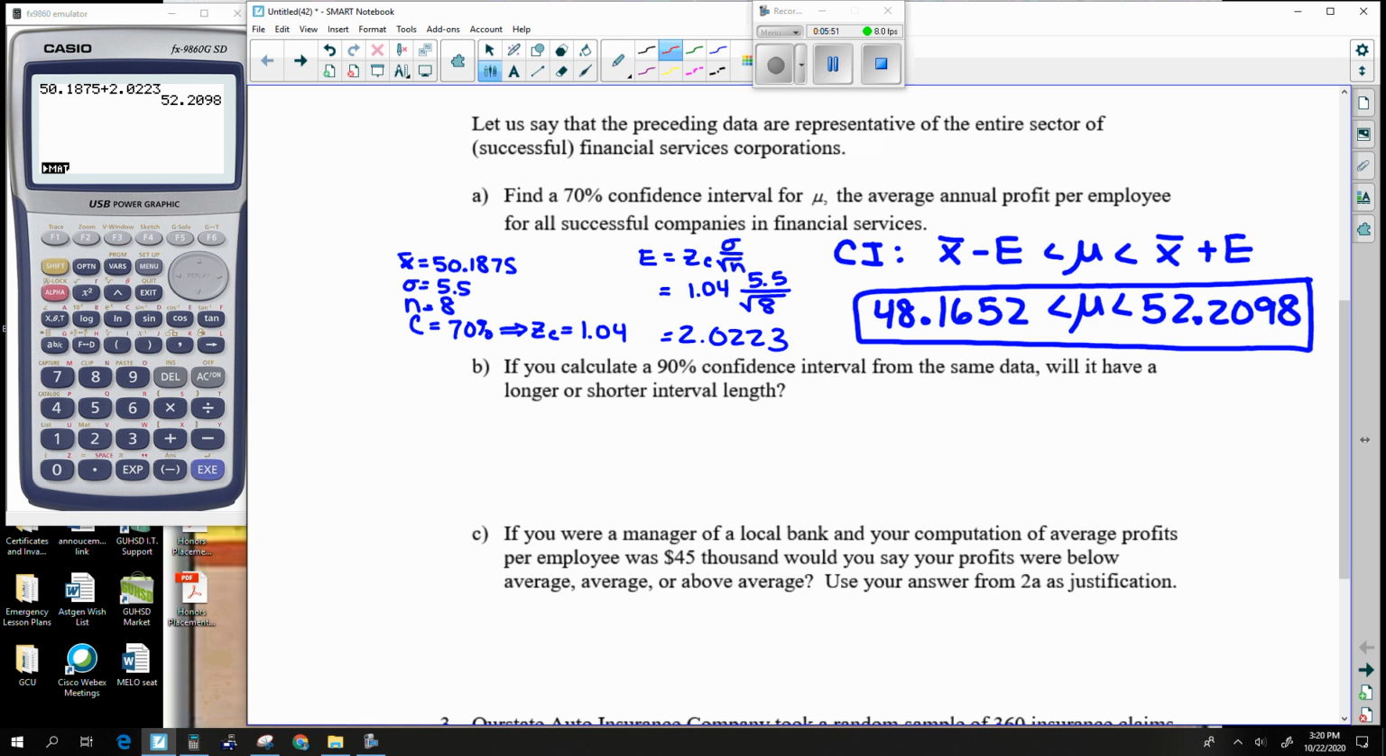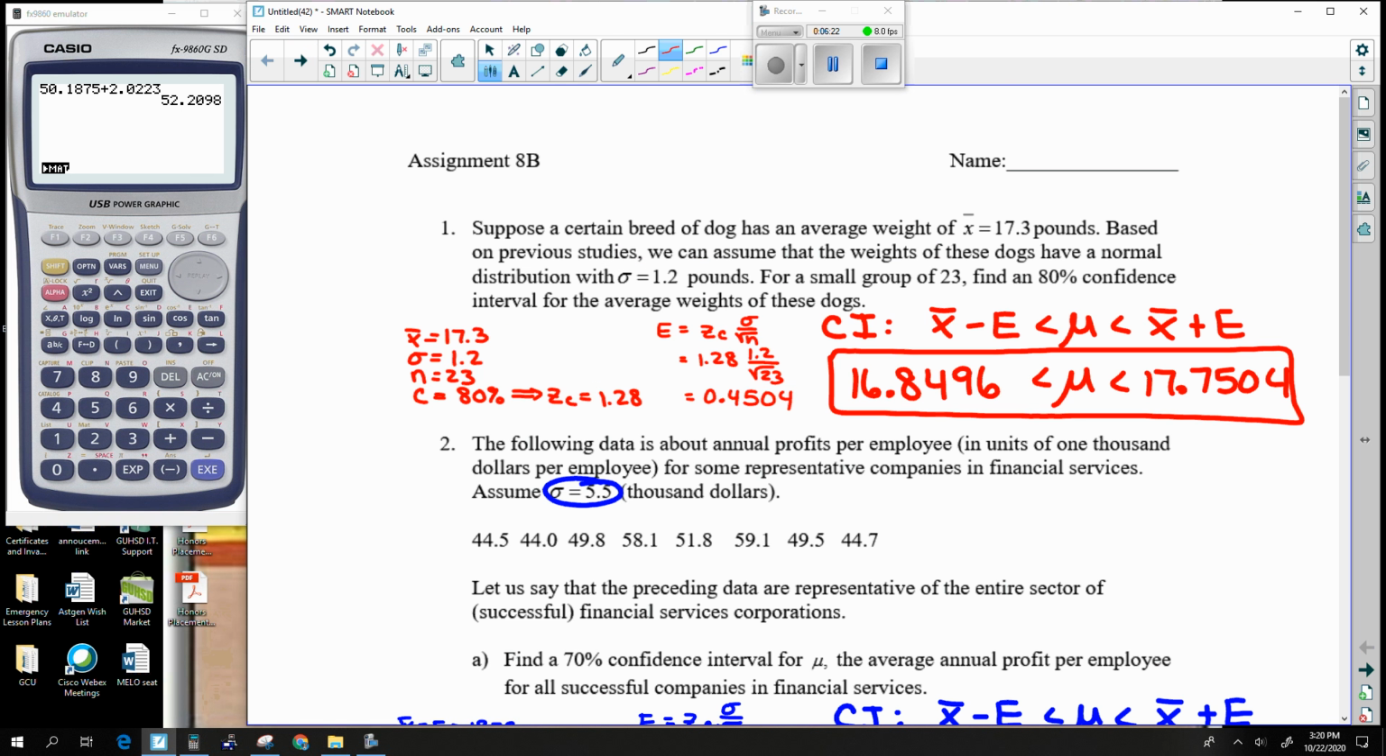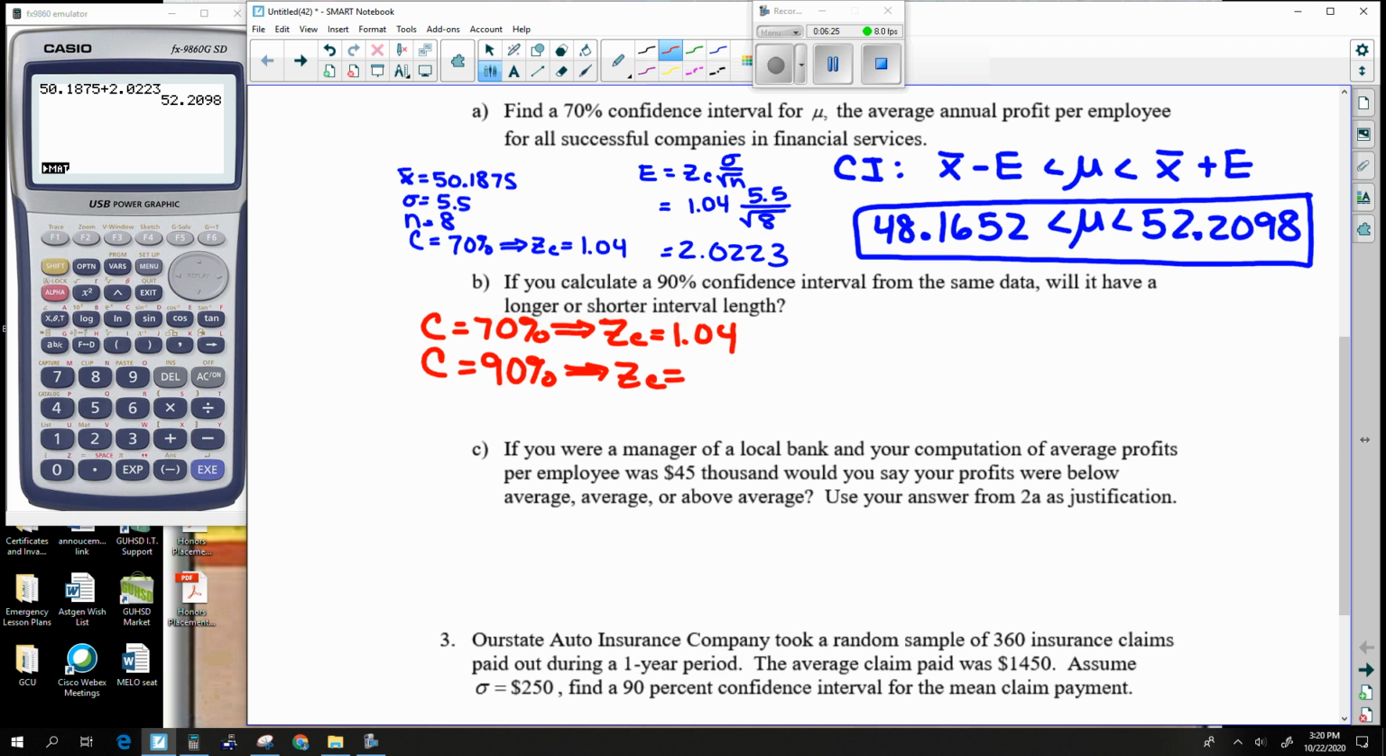B and C are a continuation of this problem. So what if I make it 90%? Will it be longer or shorter? Right now the confidence is 70%, which is giving me a ZC of 1.04. They're proposing that I make it 90%, which is going to give me a ZC of 1.645. So what is happening is I'd be going from 1.04 to 1.645, which is larger.